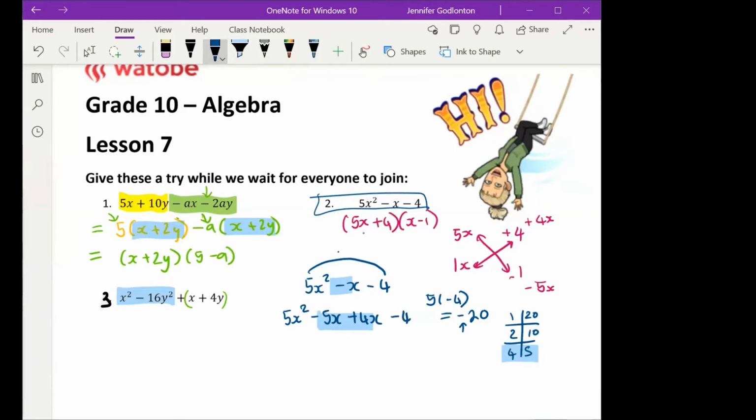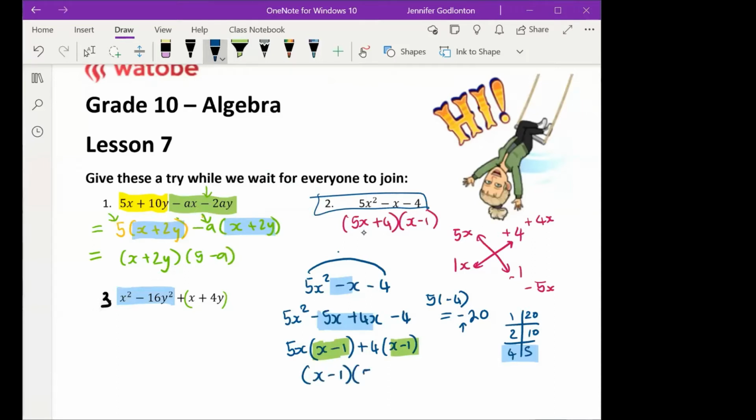Then we group our first 2 terms and our second 2 terms. Just wait, let me finish this question. So we're going to take out 5x and I'll be left with x minus 1. And in my second ones, I'm going to take out plus 4 and I'm left with x minus 1. And then we're going to take out our common bracket, which is x minus 1.